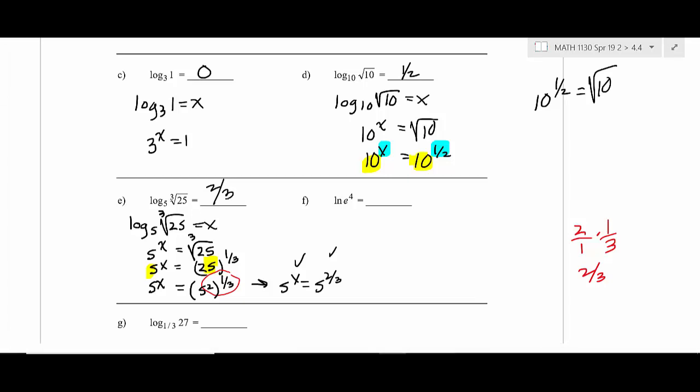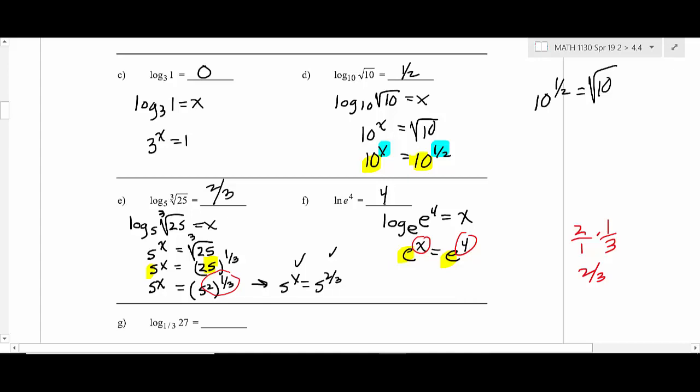The next one, we're going to learn properties on this eventually. We're going to start this the same way. I would recommend on an ln, just write it as log base e of e to the 4th. That's what that problem's really saying, and then we set that equal to x. This one's real easy to interpret once you write it in exponential form. So e to the x power is equal to e to the 4th. So what does x have to be? 4. It can't be anything else, because if you establish that the bases are the same, then the exponents have to be the same.